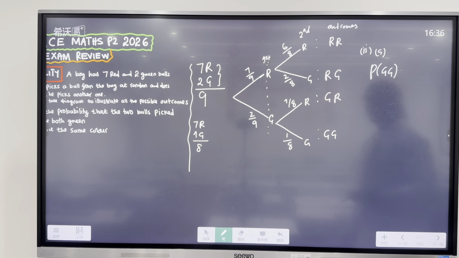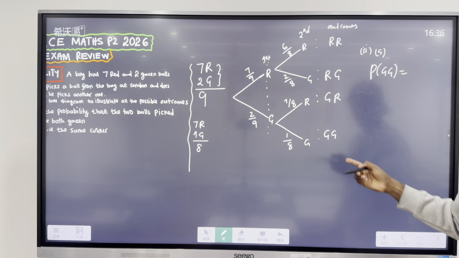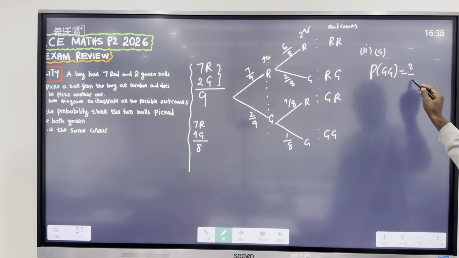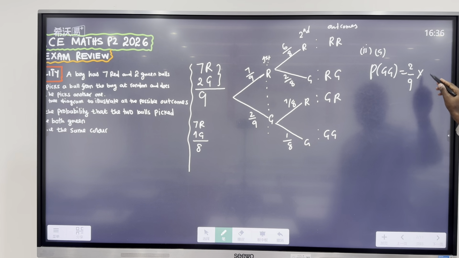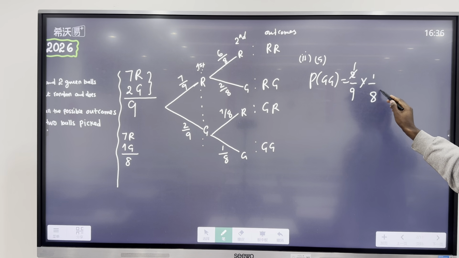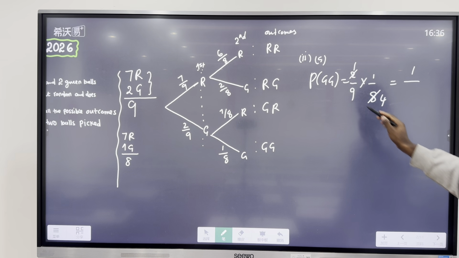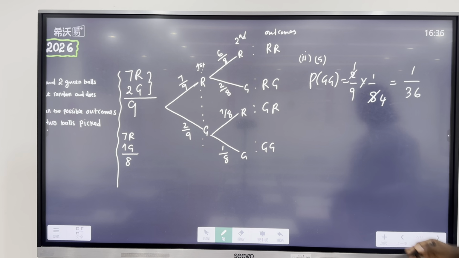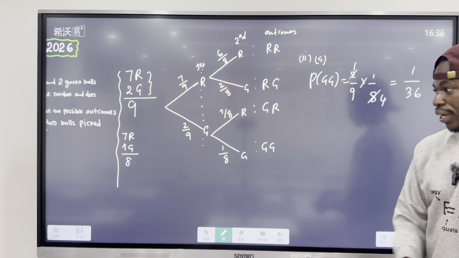That's what we want. So probability of picking green, green will be equal to probability of picking green at first. So we want this root. This root is green, green. So green at first, 2/9. You multiply it by green at the second selection. So 1/8. So this will give us 2 there, 1, 2 there, 4. 1 times 1, 1, divided by 9 times 4, 36. This is the probability of picking 2 balls that are both green.